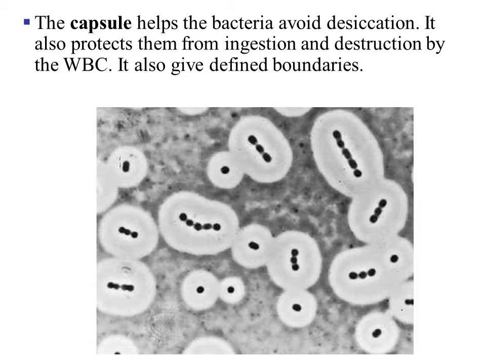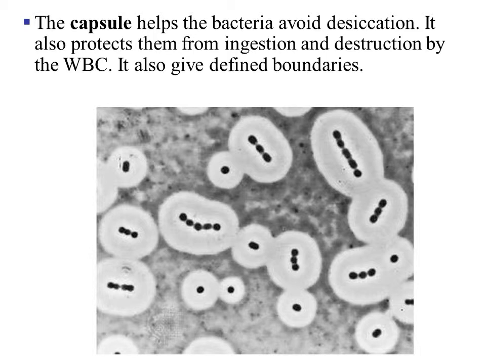The capsule helps the bacteria avoid desiccation. It also protects the bacteria from ingestion and destruction by the white blood cells, like the macrophage. It also gives a defined border. So in the Griffith experiment, you remember that they had a virulent streptococcus and a non-virulent streptococcus. What made the one streptococcus kill the mouse was the presence of this capsule.